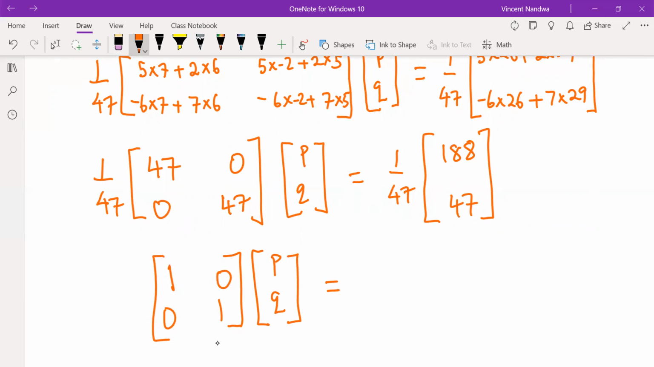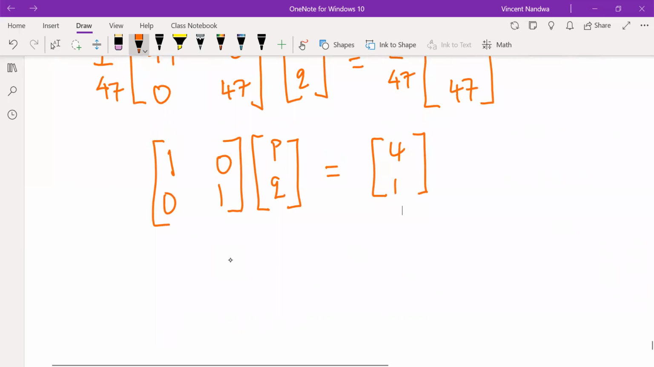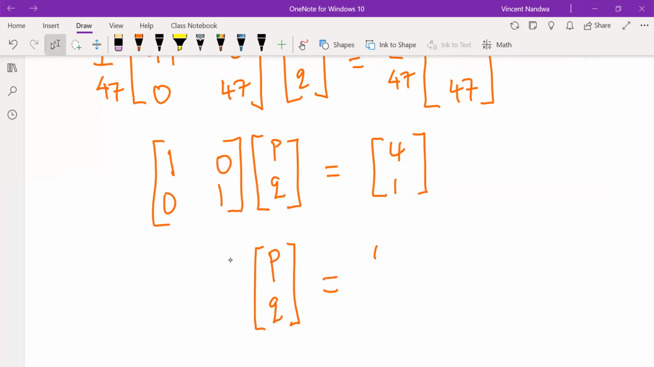1/47 times 188 will give you 4. And 1/47 times 47 is 1. Now multiplying the identity matrix by this, we just have P, Q, which is 4, 1. And from this, P equals 4 and Q equals 1. Those are the solutions to that given equation.